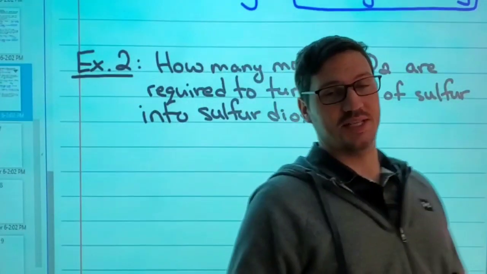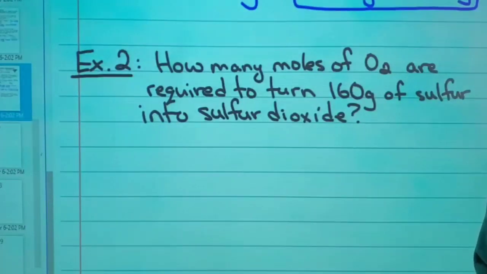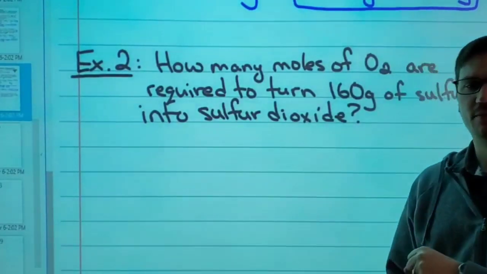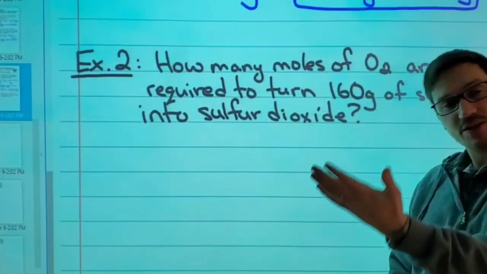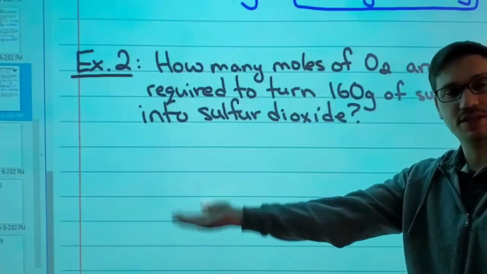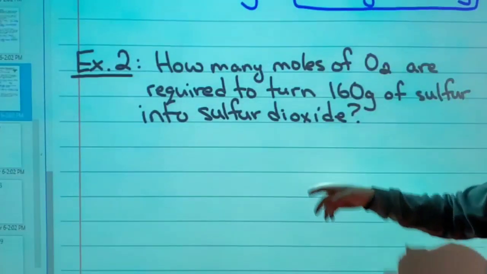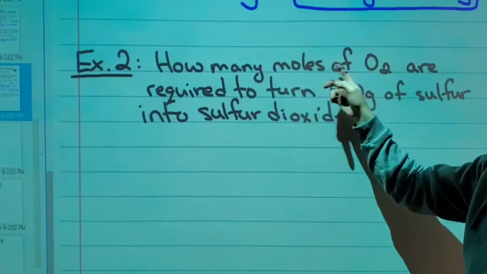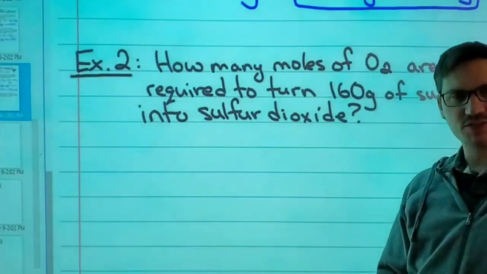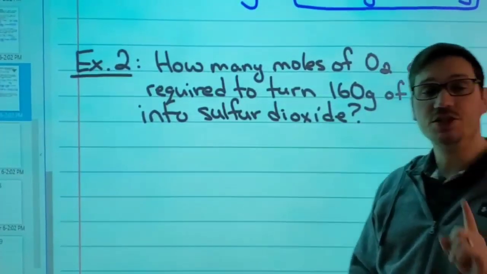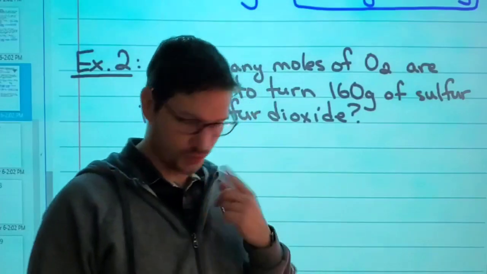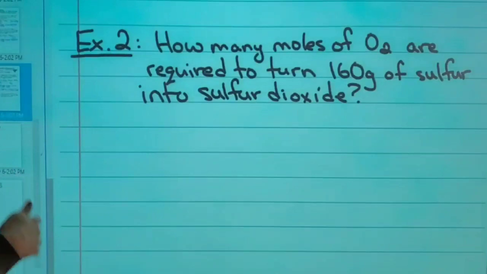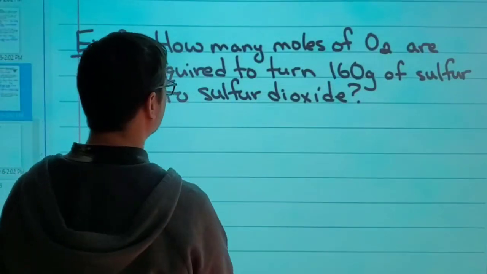Let's just think about this for a second. As you're finishing writing down the question, is this a stoichiometry problem? Is it giving you some information about one thing and then asking you about a different thing? Yes, it's giving us information about sulfur, 160 grams of sulfur, how many moles of oxygen. Okay, so it is stoichiometry. That means you need the molar ratio. Well, in order to get the molar ratio, we need a balanced chemical reaction. So let's do step number 1, write a balanced chemical reaction.